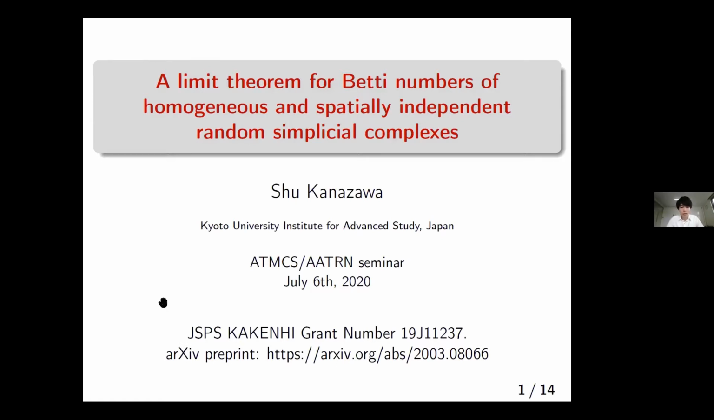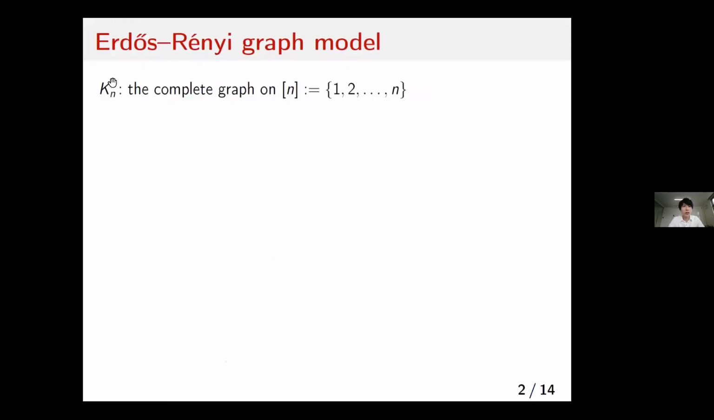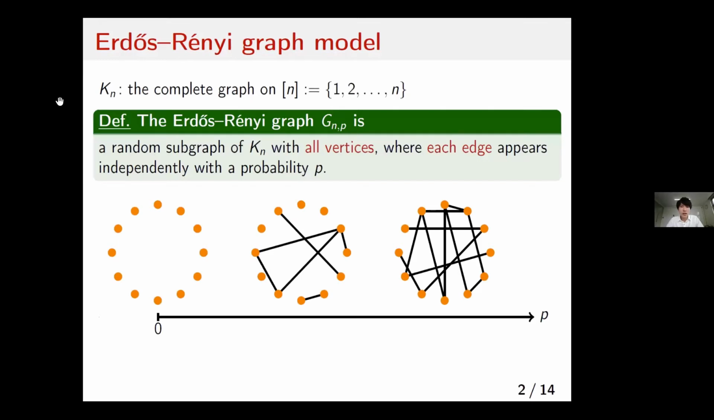Before the main part of my talk, let me explain the basic thought behind my work by the setting of random graphs, especially the Erdős graph model. First, K_n is the complete graph on the vertex set from 1 to n. And the Erdős graph, denoted by G(n,p), is defined as a random subgraph of K_n with all vertices, where each possible edge appears independently with probability p.